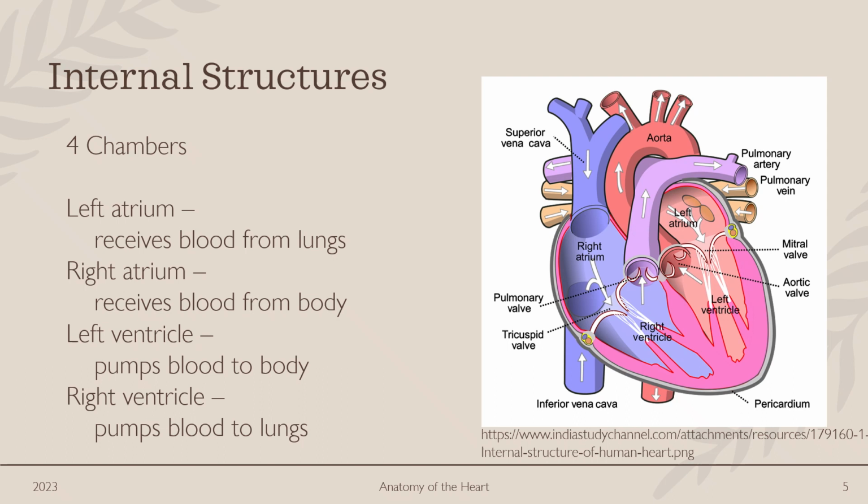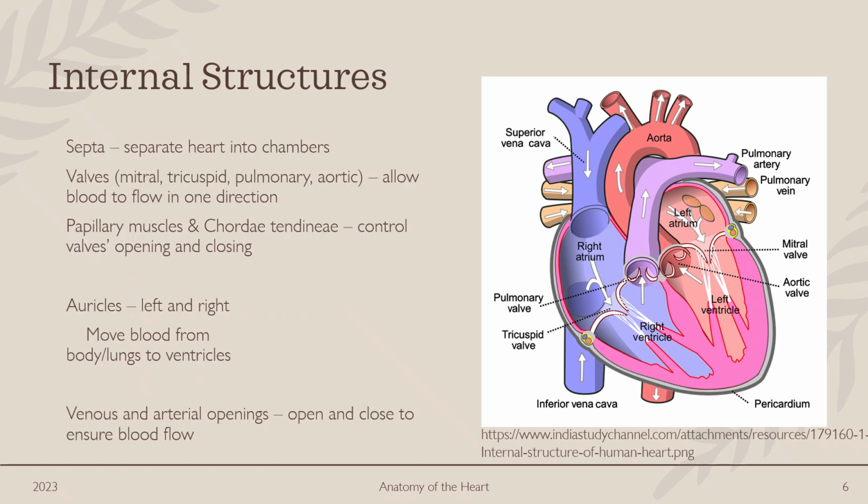The left and right atria are known as the upper chambers, while the left and right ventricles are known as the lower chambers. Both atria receive blood while the ventricles pump out blood. The left atrium receives blood from the lungs. The right atrium receives blood from the body. The left ventricle pumps blood to the body. The right ventricle pumps blood to the lungs.